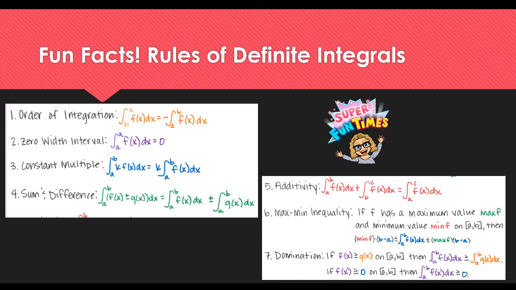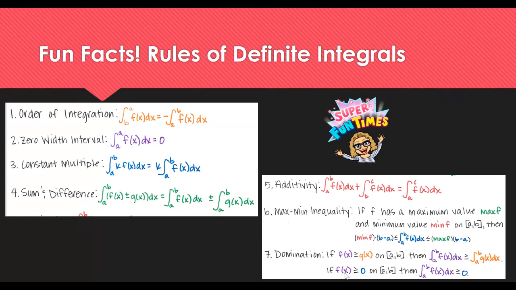And domination. If f is greater than or equal to g on a to b, then the integral from a to b of f is bigger than the integral from a to b of g. And if f itself is positive, then its integral is going to be positive. Just some fun facts for you.